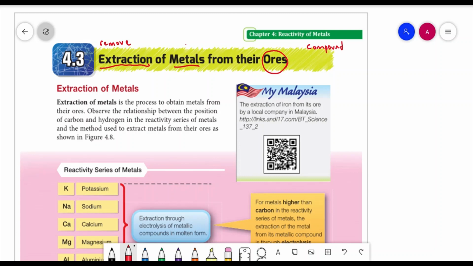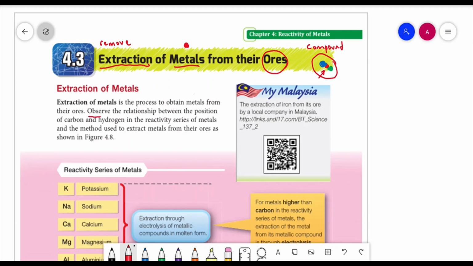Okay, so let's say the metals here we represent with red dot. Here red dot, and there are many other elements that combine together chemically to form ores. Let's say these are other elements. So we want to remove this metal from ores, from this compound. Extraction of metal is the process to obtain metals from their ores.